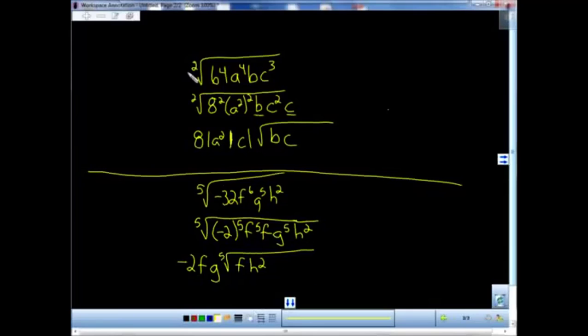So if we start out with an even root, we have absolute values. If we start out with an odd root, no absolute values.